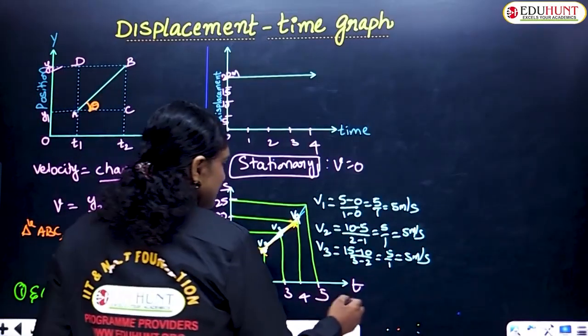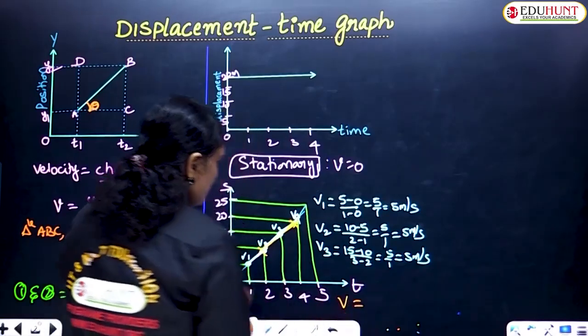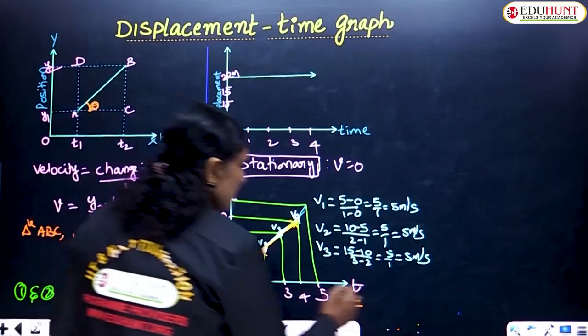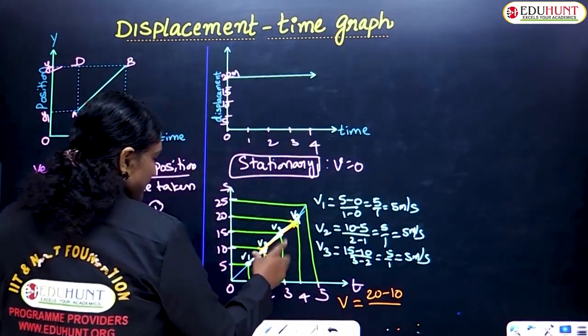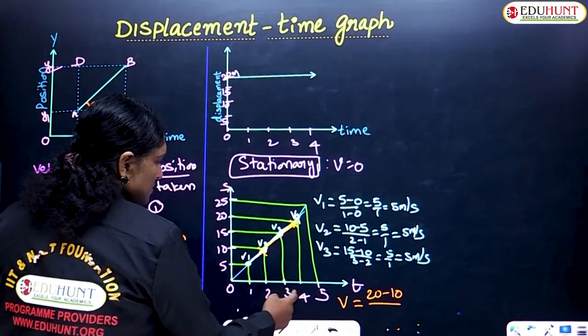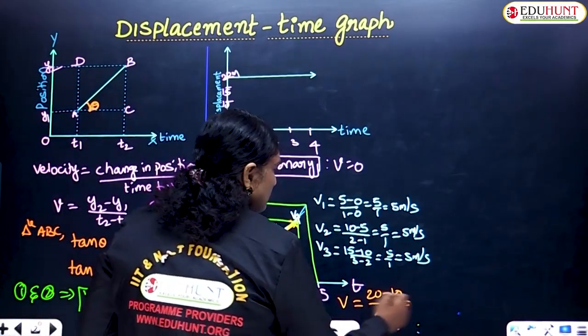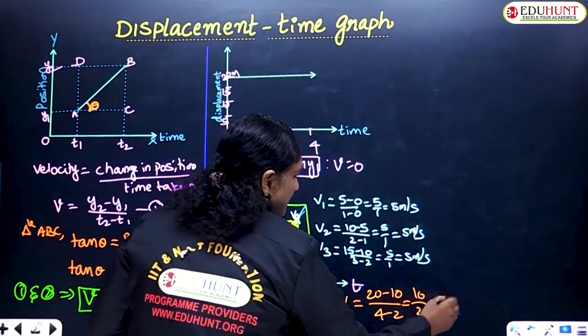What is that, children? So this velocity, V, is nothing but, here the displacement is 20, here it is 10. That is 20 minus 10 upon the time interval. If you consider between these two, this is 4 and here it is 2. 4 minus 2. 20 minus 10 is 10 and 4 minus 2 is 2.